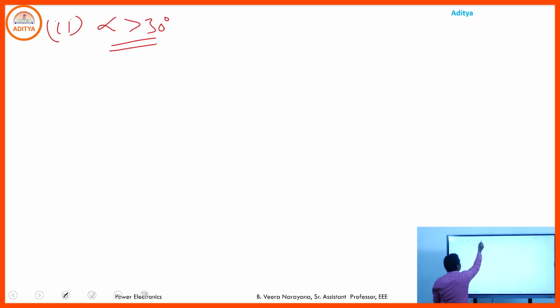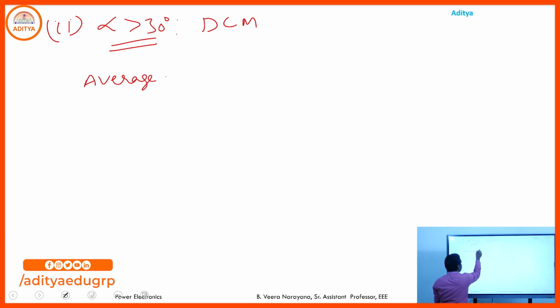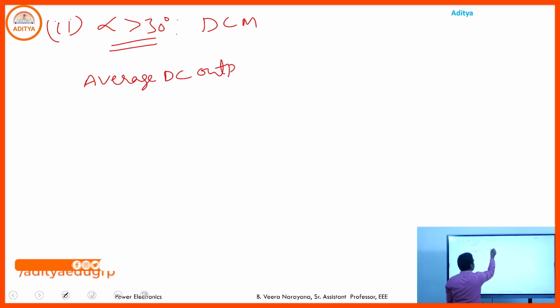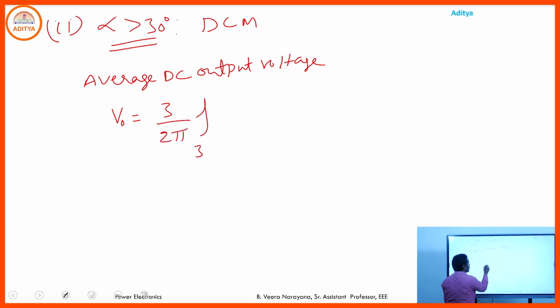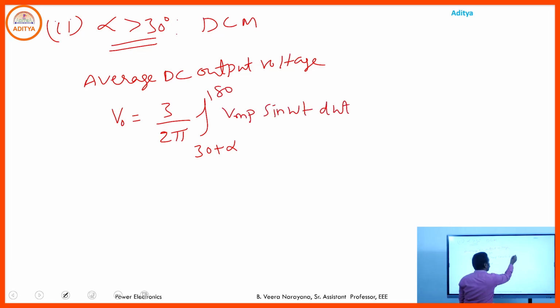Second case, alpha greater than 30 degrees, then you get the discontinuous conduction mode. Then the average DC output voltage is V naught equal to, for completion of one full cycle we get 3 pulses. So 3 by 2 pi integral from 30 plus alpha to 180 of Vmp sin omega t d omega t.